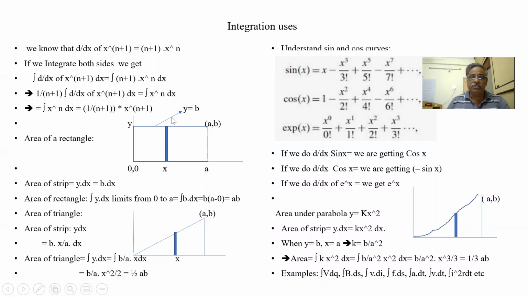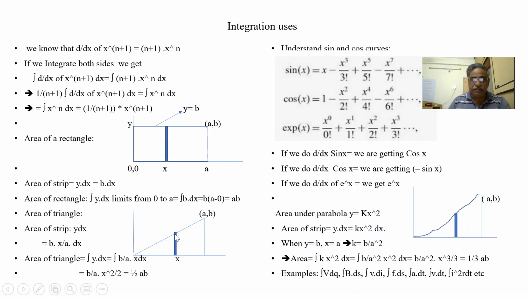Here y is constant b. So integral b dx, that means b into x, that is a. So the area of the rectangle is ab. It's very simple to understand. We know a into b is the area of a rectangle. Let us see a triangle.